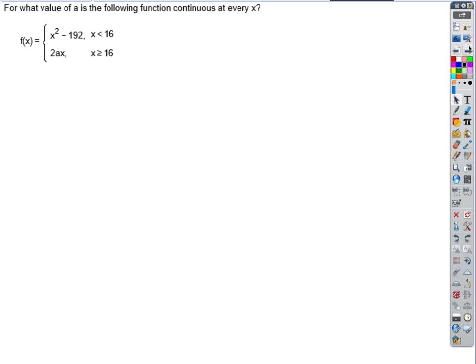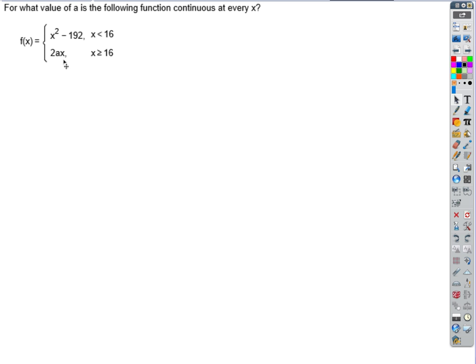Okay, so in order for this thing to be continuous, think what that means. What does point continuity mean? What are the 3 criteria for point continuity? It's defined, which it is, right? The function is defined when x is 16, right? What else? The limit exists, right? And then the value of the limit equals the value of the function.